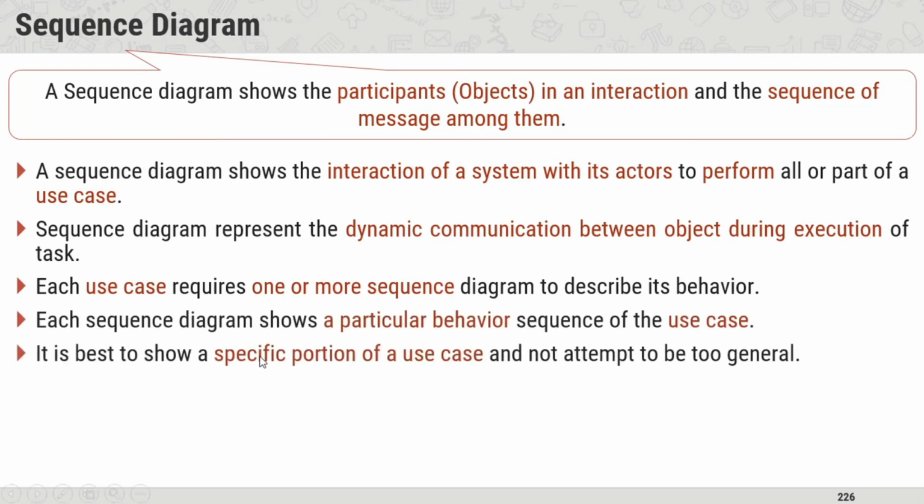Each use case requires one or more sequence diagrams to describe its behavior. For each and every use case, for each and every functionality, we draw the sequence diagram. Along with the actors, we show how that actor will interact with the system, and how that particular functionality is done by that actor. That is drawn using your sequence diagram. It is meant to show a specific portion of a use case, not attempt to be too general.